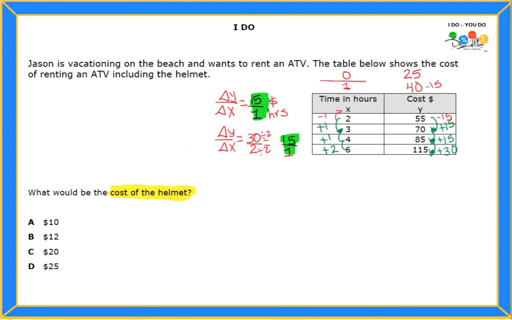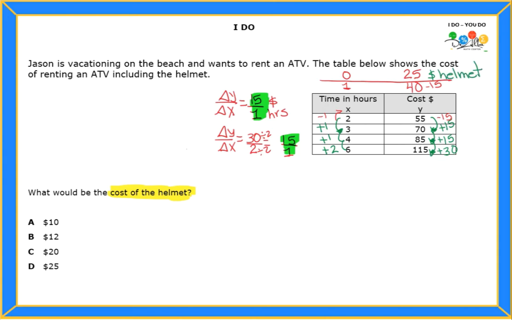So I'm going to put a little line over here. So what does that mean? Look at the 0. That means that before we have actually used the ATV, which is all-terrain vehicle, just in case you're wondering, before I can even use the all-terrain vehicle, I already have to pay $25. Is that right? So why would I pay $25 if I have not even gone 1 hour or 2 hours or 3 hours? More than likely because this represents the price of the helmet. Very good.